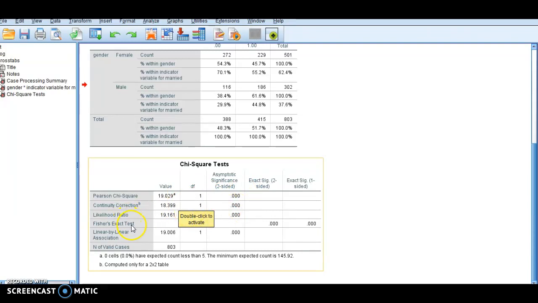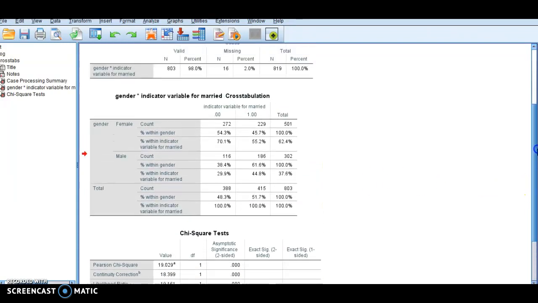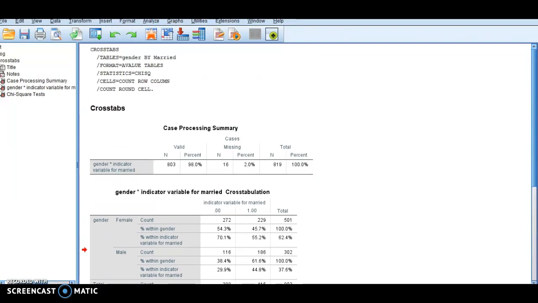Or if you ran something and got a warning that suggested that there was at least one cell that had an expected cell count of less than 5, and you used the Fisher's exact test, that would be fine as well. So that's my little overview of the chi-square test.